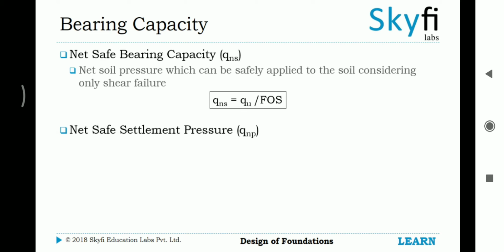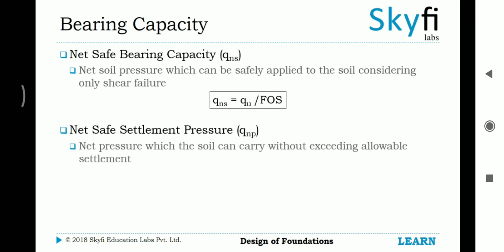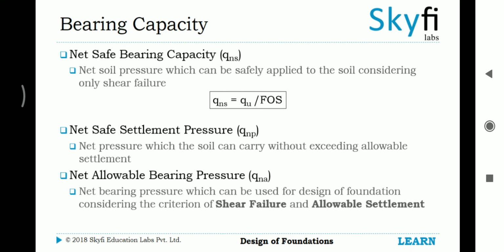Again, the net safe settlement pressure, QNS, is for the second consideration, that is, limiting the settlement. It is the net soil pressure that the soil can carry without exceeding allowable settlement. So, while the net safe bearing capacity is for the shear failure, the net safe settlement capacity is for the allowable settlement. The net allowable bearing pressure, QNA, is the lesser of both net safe bearing capacity and net safe settlement pressure. It is the net bearing pressure that can be used for design of foundation, considering both the above conditions: shear failure and allowable settlement.